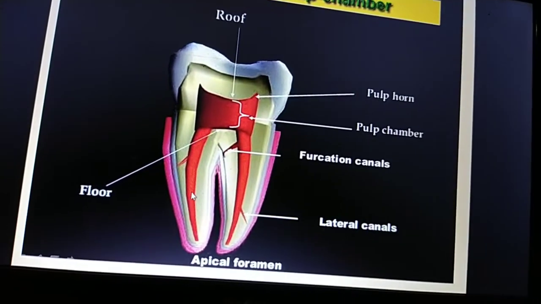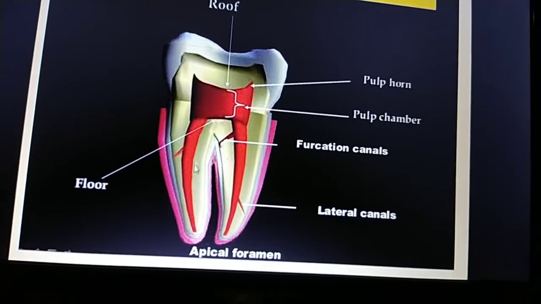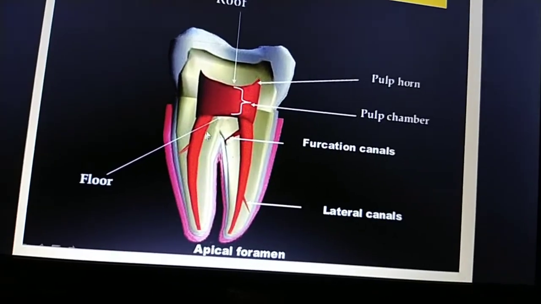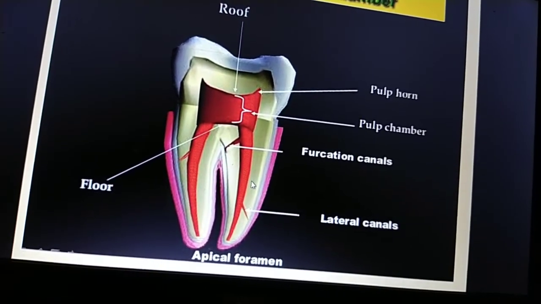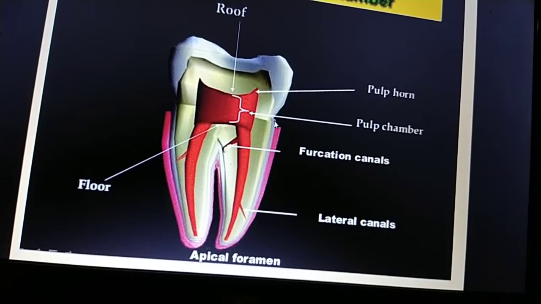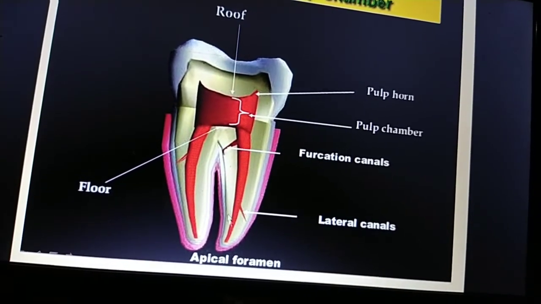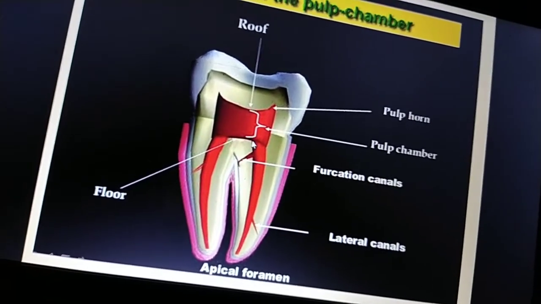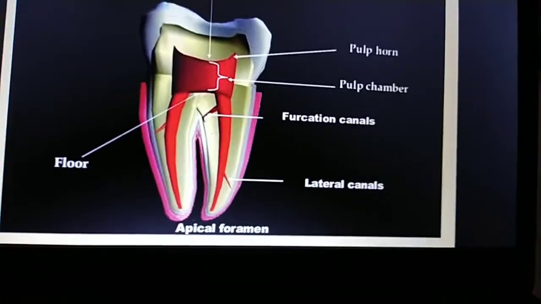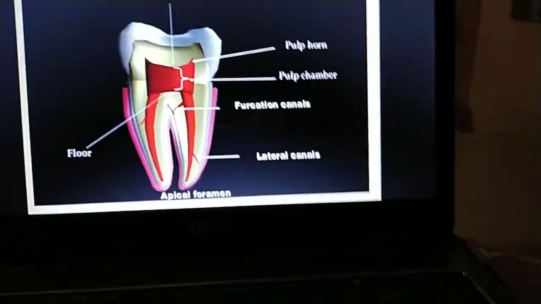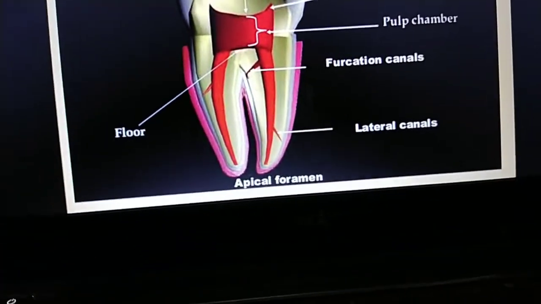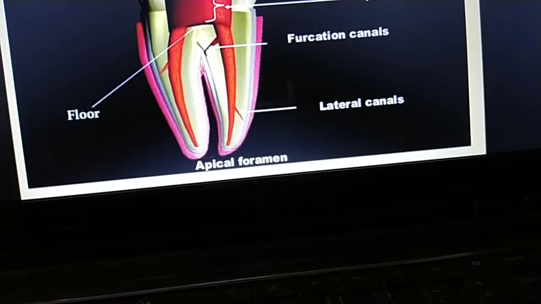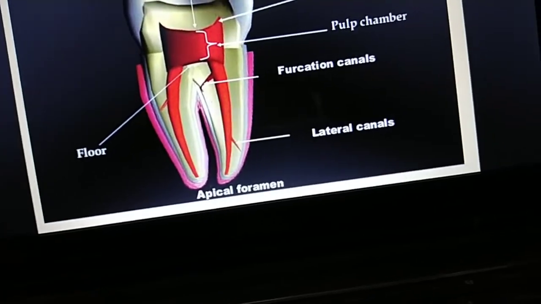The root of the tooth has canals. These are called canals, and they are covered by the dentin, and the dentin is covered by the cementum. This is the cementum, and the chamber also has a floor. The pulp chamber has a roof, floor, and horn, and it mimics the overall shape of the crown of the tooth.